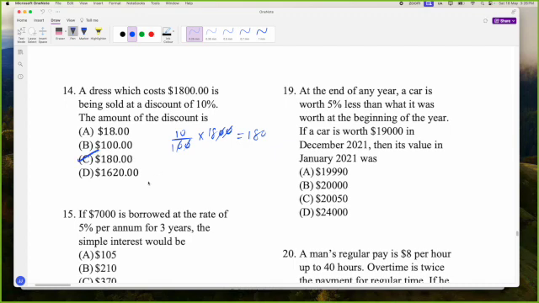You notice they did not ask you the price. A lot of people would go and take the 180 and minus it from the 1,800 to get the selling price after the discount. They didn't ask you for that. But you can see they had it here in case you made that mistake. So they're planning for you.